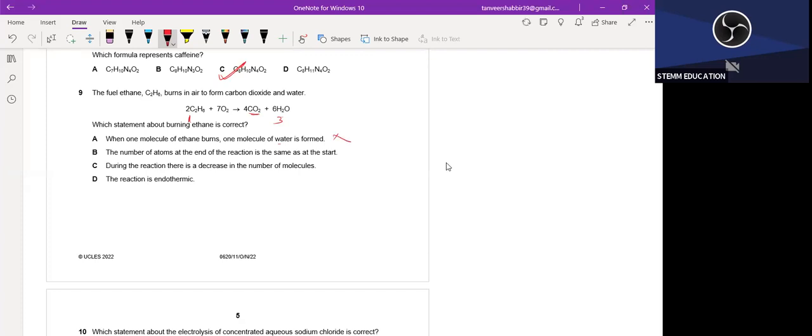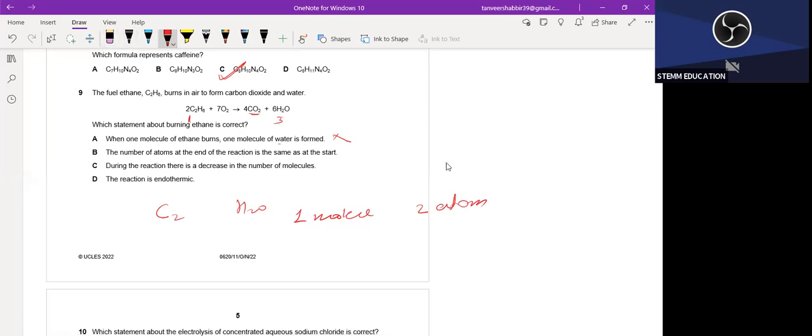So this is wrong. The number of atoms at the end of the reaction is the same as at the start. Okay, now we'll see the number of atoms. Carbon dioxide, CO2, has 1 plus 2, 3 atoms, and if I say H2O, it means 3 atoms are present: in 1 molecule of water, 2 hydrogen atoms and 1 oxygen atom.